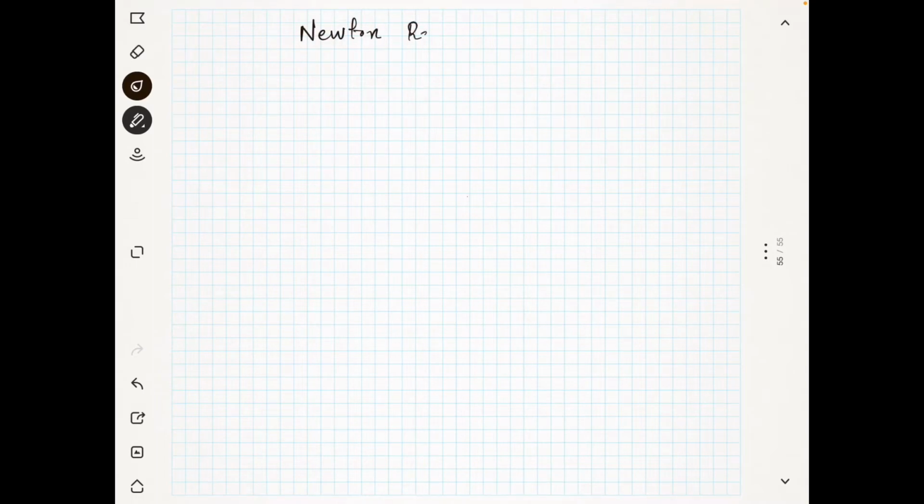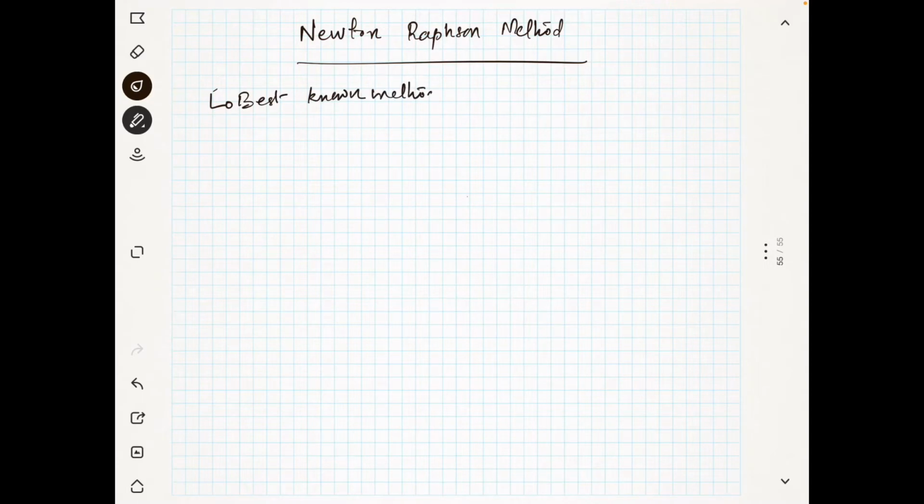So today we will discuss another method, which is known as the Newton-Raphson method. This is one of the very important methods, and it is one of the best known methods for finding the solution to linear and transcendental equations.